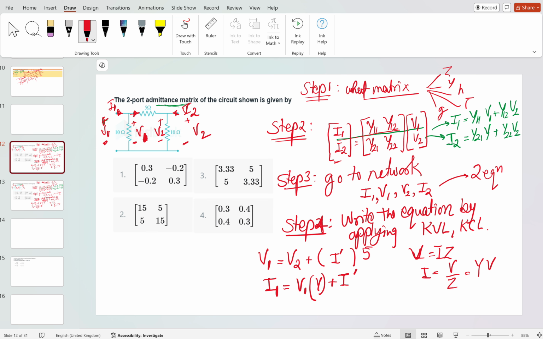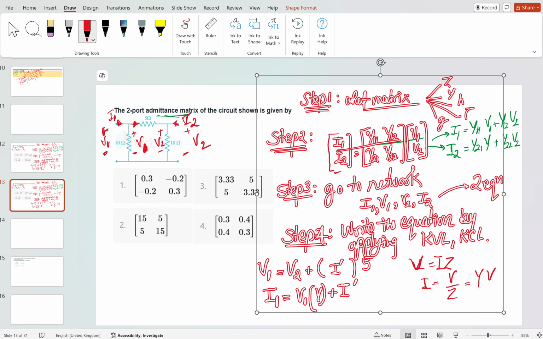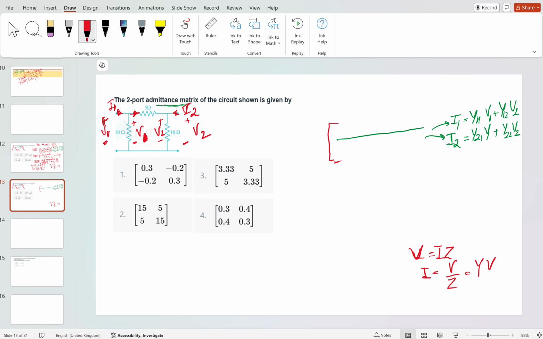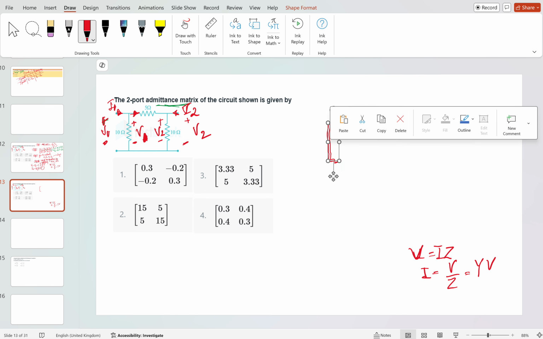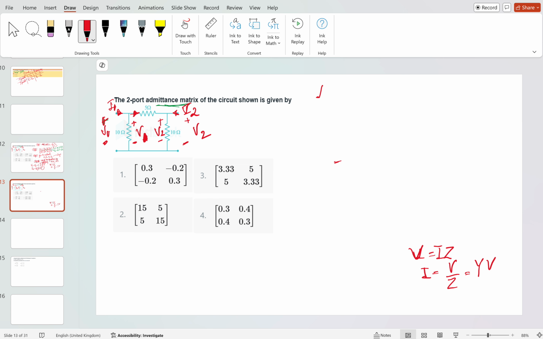Have you got the things? That now you have to find it out. So let's put this I dash value into the first part. So what we have got? We have got that I1 is equal to V1 times Y plus I dash. And what is V1? V1 is equal to V2 plus I dash times 5.